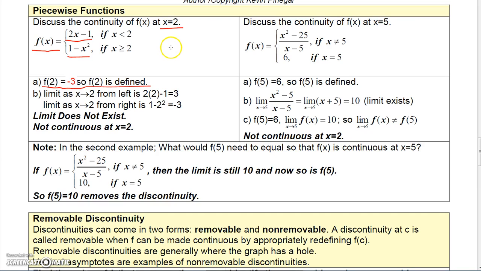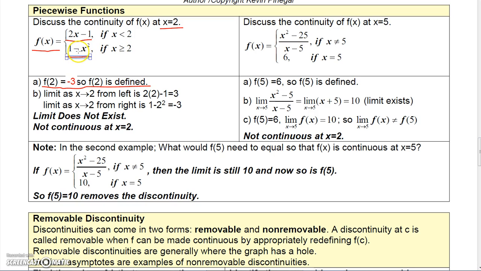Okay, so let's continue our discussion of continuity. Here I'm asking you to discuss the continuity of this function at x equals 2. And if you look at the function, we have f of x equals a linear function, 2x minus 1, if x is less than 2, and it's equal to this quadratic function here, 1 minus x squared, if x is greater than or equal to 2.